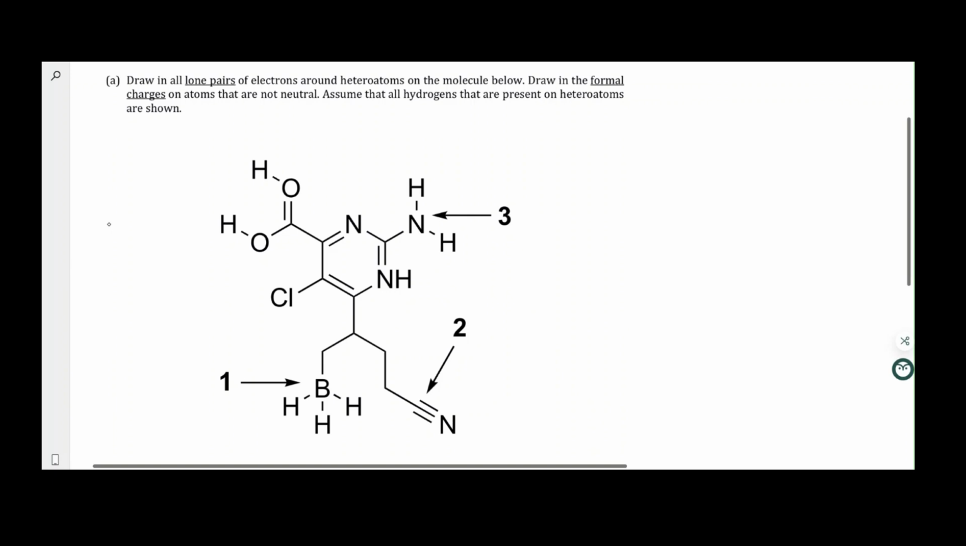So in this first question, they're asking us to draw in all of the lone pairs around all of the heteroatoms in this molecule. So basically, we're first going to start with this question over here. Let's start with the oxygen over here, right? So we draw the lone pairs according to whether the octet is full or not, right?